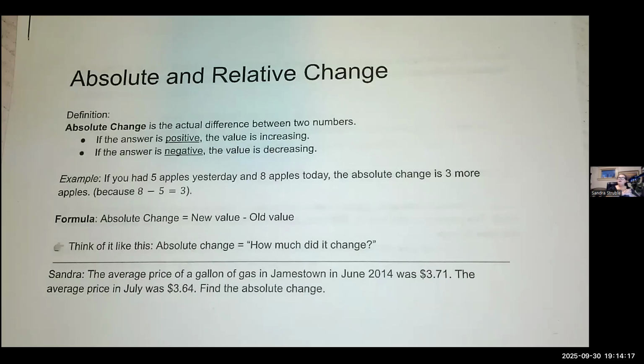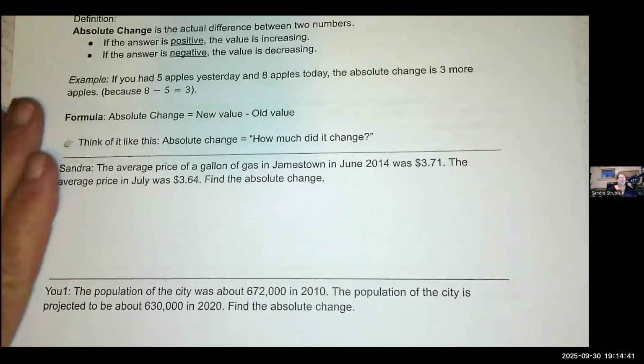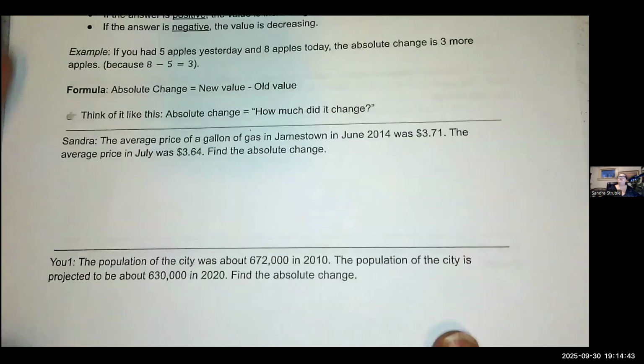The way that I like to show this, especially going into your next class after this one, is the formula: absolute change is the new value minus the old value. If you go the other way around, it's going to be the opposite sign of what it needs to be. If you want to think about it like this, absolute change is how much did it change? Okay. So starting off with my first one, we're just doing absolute change, which is the difference.